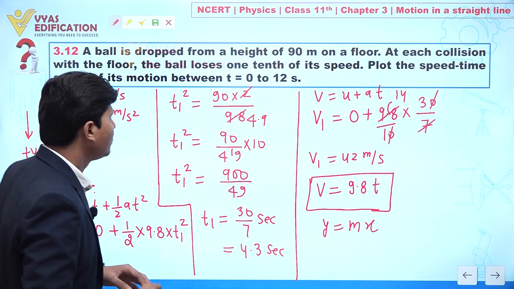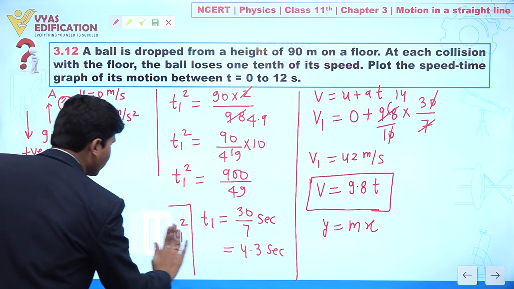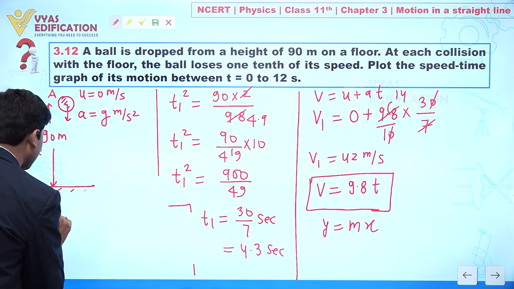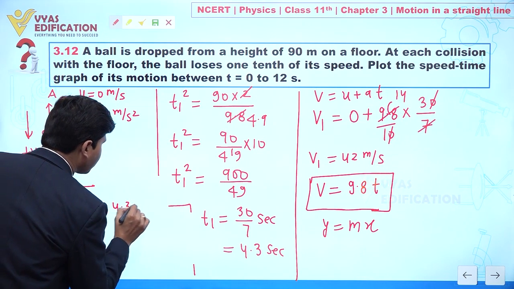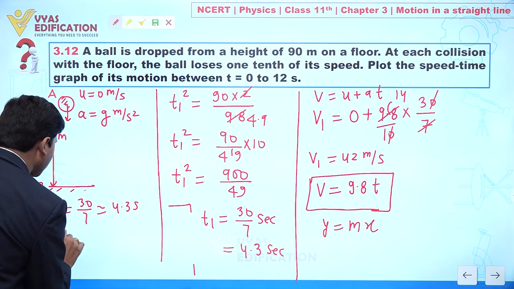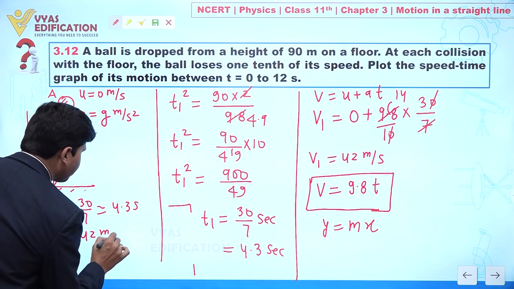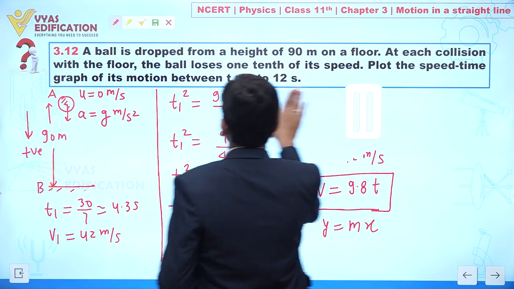Yes, definitely. So first I am writing the important parameters that we have already found. T1 is equal to 30 by 7 second, or approximately 4.3 second. And V1 is equal to 42 meter per second.